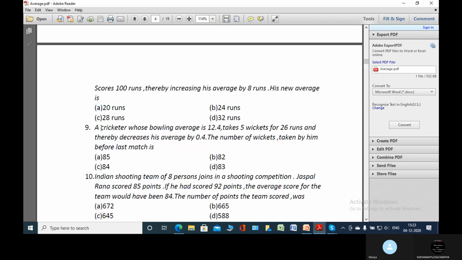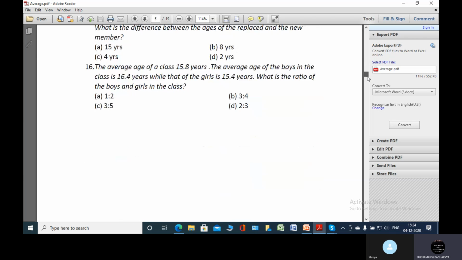Now we can check the next problem. A cricketer whose bowling average is 12.4 takes 5 wickets for 26 runs and thereby decreases his average by 0.4. The number of wickets taken by him before the last match is A 85, B 82, C 84, D 83. How will you do this? Check.